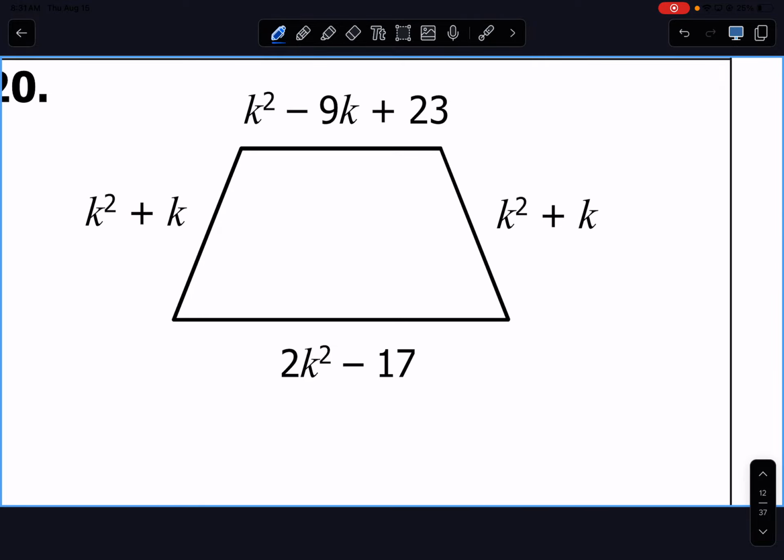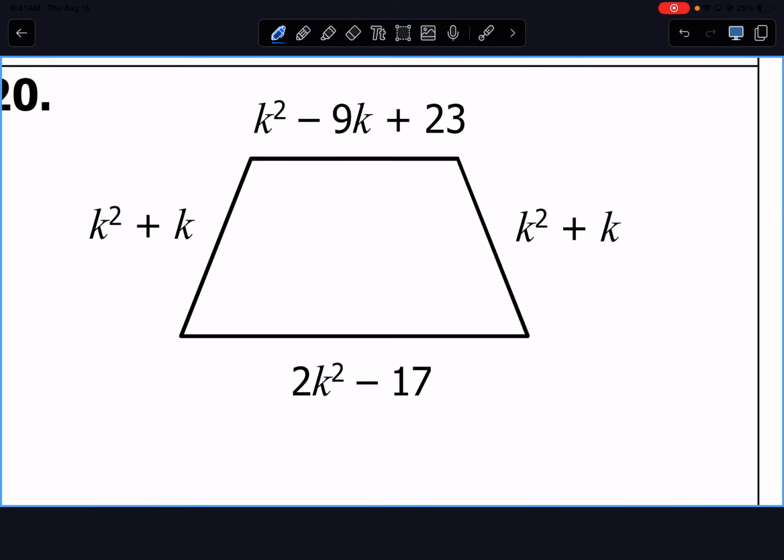So we don't even have to write this all out as an addition problem if we don't want to. We can just find our like terms. What is our like terms? K squared. K squared. And 2k squared, right? What is k squared plus k squared? 2k squared. What is 2k squared plus k squared? 3k squared. What is 3k squared plus 2k squared? 5k squared, yes.